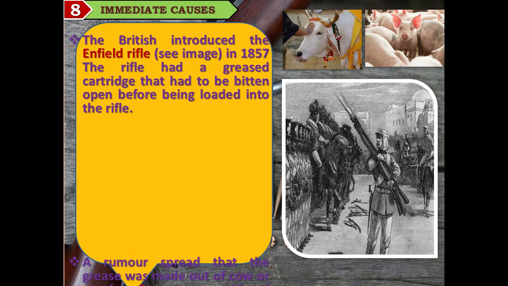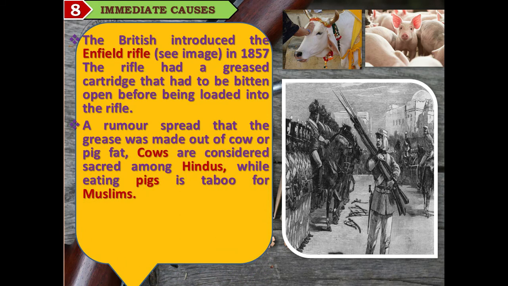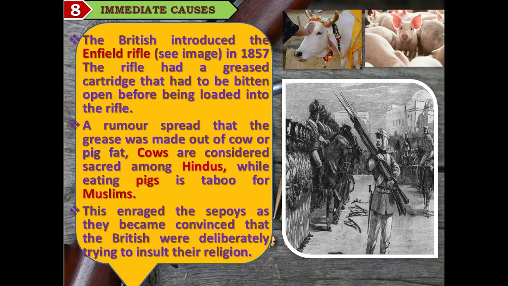The rumor spread that the grease was made out of cow or pig fat. Cows are considered sacred among Hindus, while eating pork is taboo for Muslims. This enraged the sepoys as they became convinced that the British were deliberately trying to insult their religion.